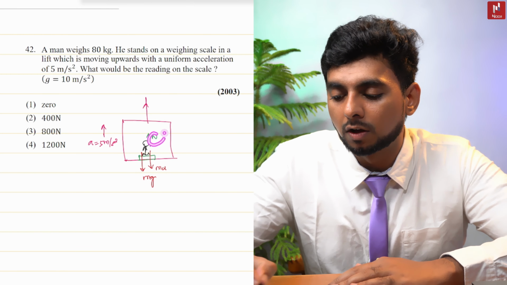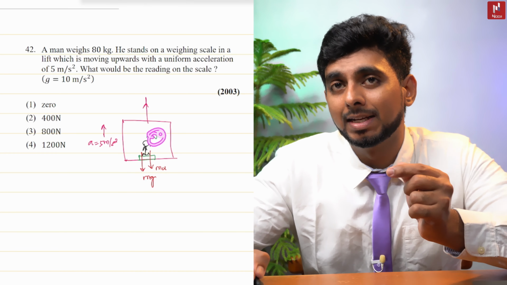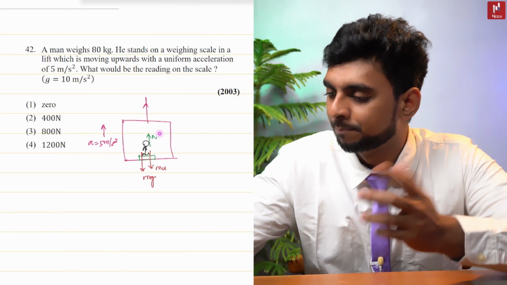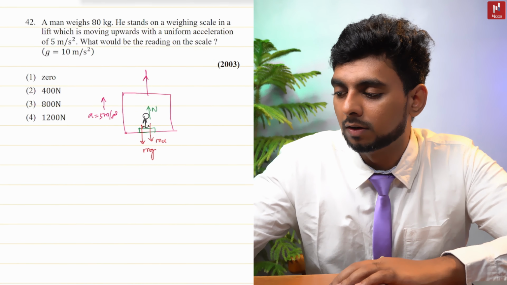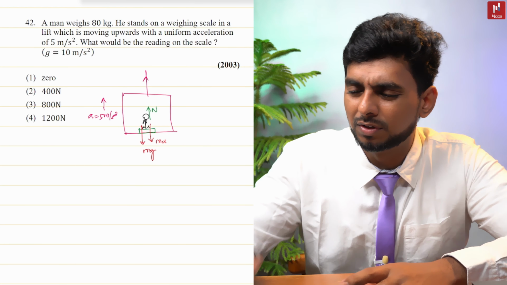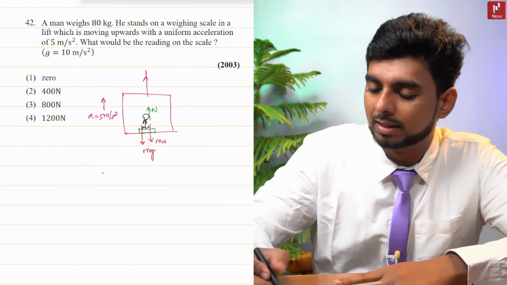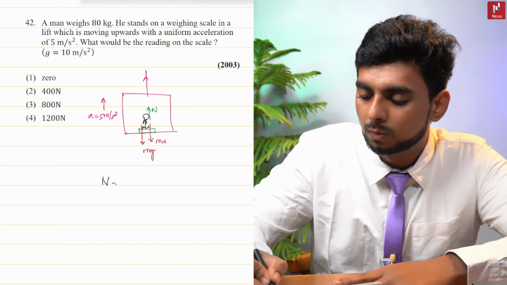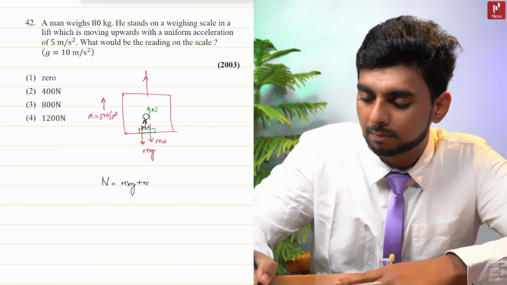So that will be my normal reaction for a person who is standing inside a lift which is moving upwards, right? Which is accelerating upwards. You should be clear because we have seen this already in the theory part. So you will have N which will be equal to mg plus ma, right?